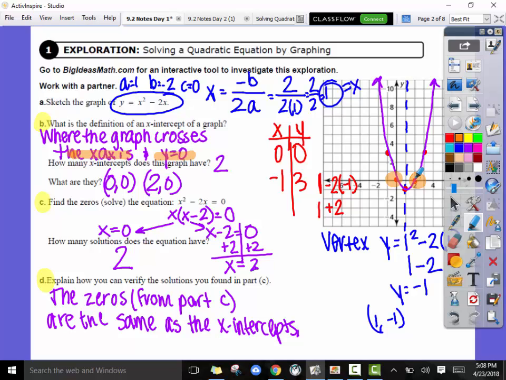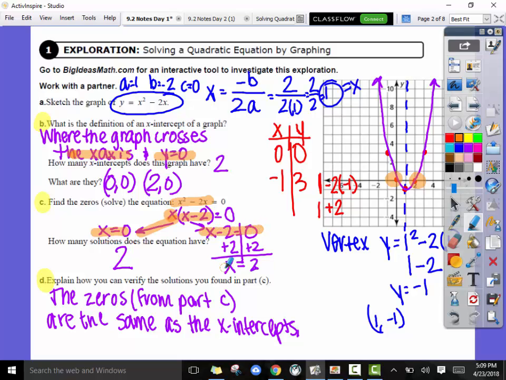Okay, part C then said find the zeros or solve the equation. So if you remember back to chapter 8 when we found the zeros, first you factored out the GCF right here. So the GCF between x squared minus 2x would be x. So I factored that out. I was left with x minus 2. And then you split those two factors into two equations. So the first factor, this one, x equaled 0. And the second factor, x minus 2 equaled 0.